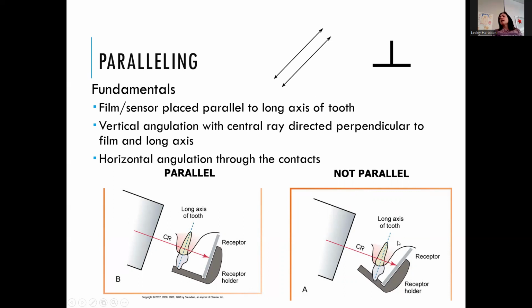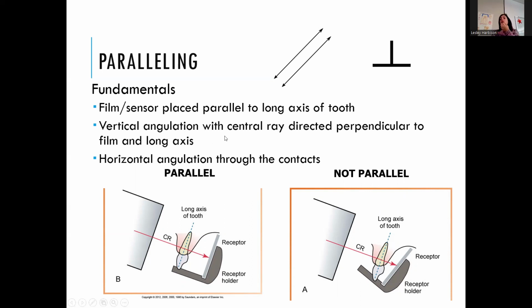So we want the sensor, the digital sensor, to be parallel with the long axis of the tooth. And the long axis of the tooth is just an imaginary line that cuts the tooth in half, generally equally in half. It's a bit of a guesstimation, but when you think about the direction the tooth is in the head, you're generally continuing on that line, and you want the sensor to be parallel with that imaginary line. So film or the sensor is placed parallel to the long axis of the tooth.